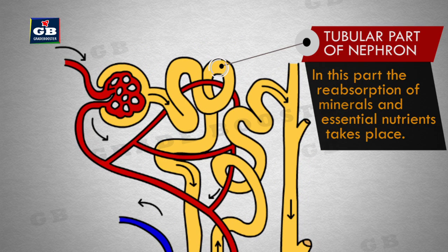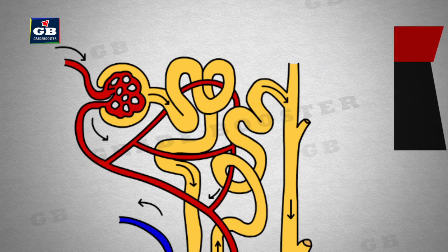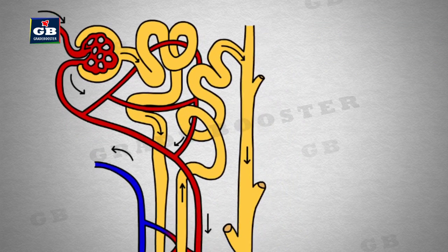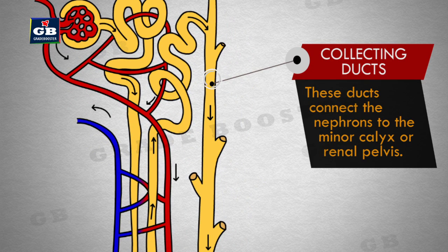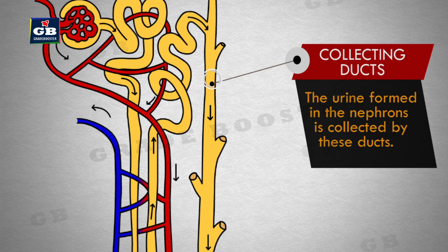This is the tubular part of nephron. In this part, the reabsorption of minerals and essential nutrients takes place. These are collecting ducts. These ducts connect the nephrons to the minor calyx or renal pelvis. The urine formed in the nephrons is collected by these ducts.